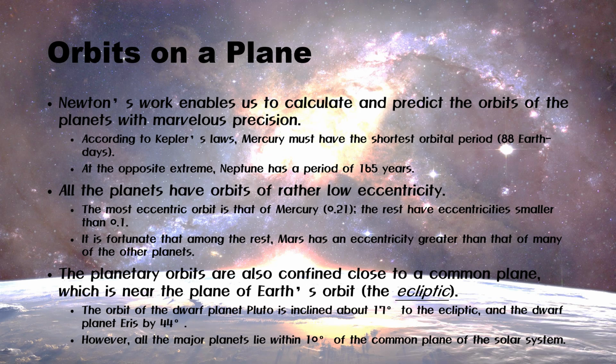Now, the planetary orbits are also confined close to a common plane, which is near the plane of Earth's orbit, which we refer to as the ecliptic. The orbit of the dwarf planet Pluto is inclined about 17 degrees to the ecliptic, and the dwarf planet Eris by about 44 degrees. However, all the major planets, whether you're looking at Mercury or Jupiter, are going to lie within 10 degrees of the common plane of the solar system. And that's a little bit of that variance that they have when they orbit around the sun.